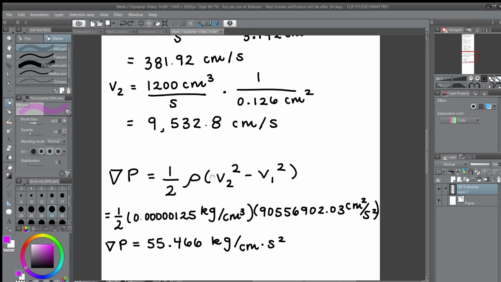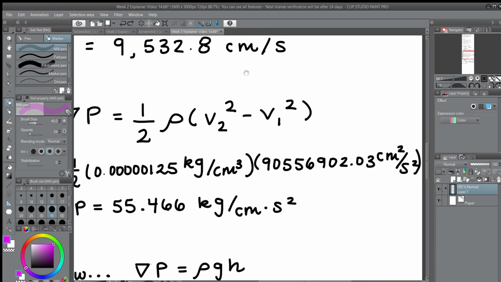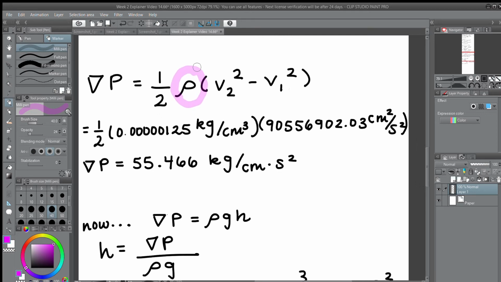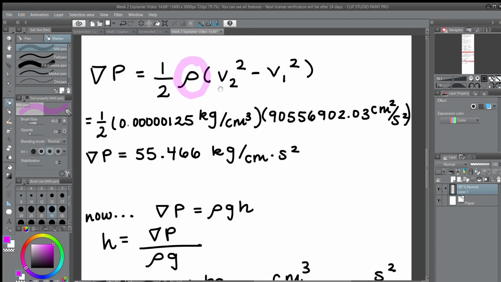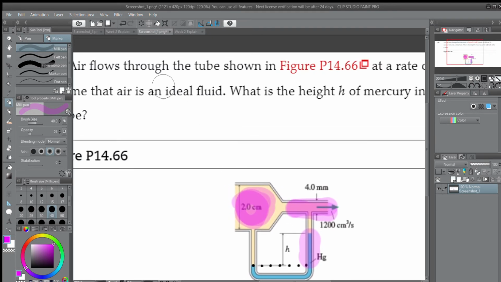I used those two velocities next in an augmented version of Bernoulli's equation, which is change in pressure equals 1/2 times fluid density times velocity 2 squared minus velocity 1 squared. I had a little bit of trouble here for a while because for rho, I was not putting in air's fluid density. I was actually putting in mercury's fluid density. And I had forgotten that earlier they had noted that air is considered an ideal fluid in this system.